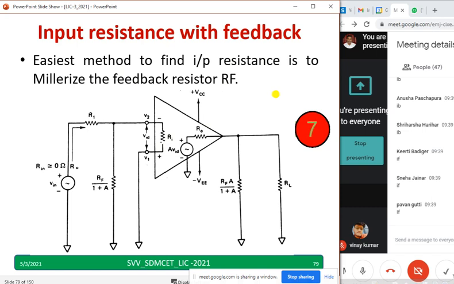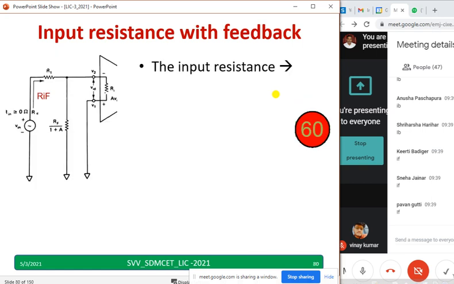So note down properly: Vin, A into VID, RI, V1, V2, VID. This diagram will be visible to you in the next slide also. The input resistance, how can I write? We will not talk about output now, only the input. RIF equal to, observe, this is the RIF. I am seeing from this side.